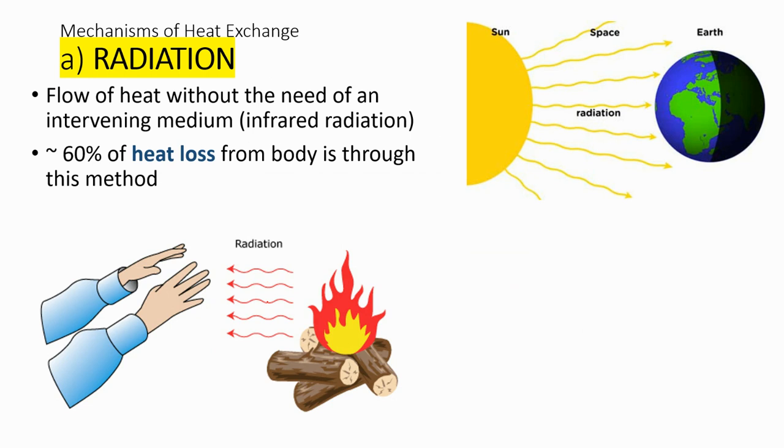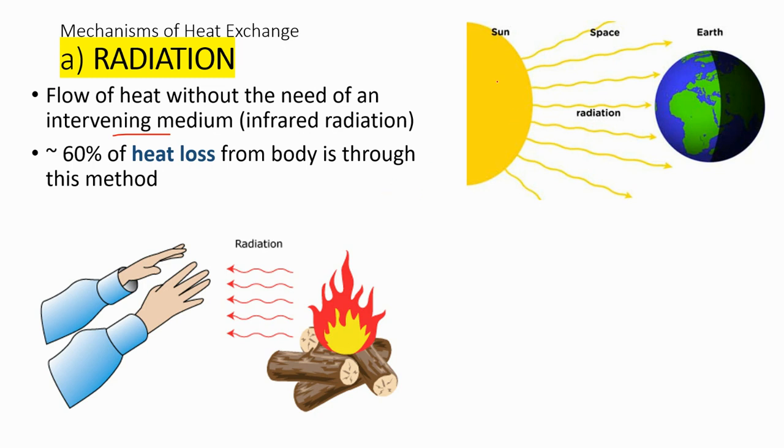So let's talk about radiation first. You do need to understand the definition of radiation. This is one way the body is involved in heat exchange, moving things around. So this is the flow of heat without the need of an intervening medium. For example, you don't need to physically touch something. This is basically going through space.